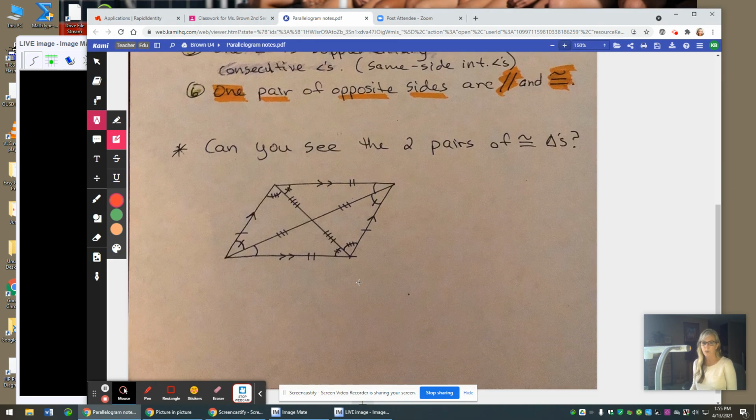And then I also just want to point out, I wrote, can you see the two pairs of congruent triangles? This triangle up here is congruent to this one. We could use side, side, side. We could use side, angle, side. We could use angle, side, angle for that matter. We could use a lot of different things. And the same reason this triangle over here on the left is congruent to this one on the right. When we're able to prove some of those triangles inside are congruent, we can use those congruent parts of the triangles to prove that the figure is a parallelogram as well. So I just kind of wanted to add that in there.